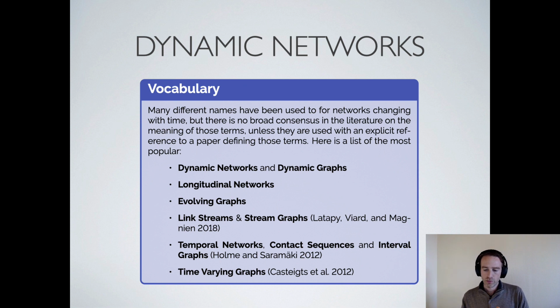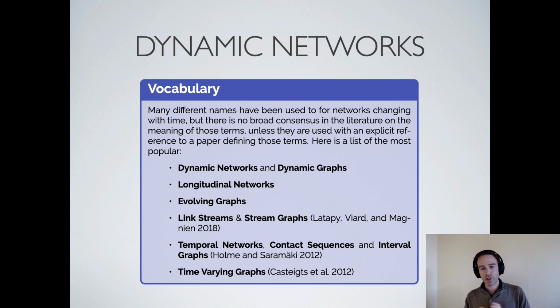I need to say a few words about vocabulary, because in this class the title is Dynamic Networks, but I could also use dynamic graphs or longitudinal networks, evolving graphs. All these terms are used in the literature because it's still quite a recent topic. So everyone does not agree yet on which word to use, and in particular which word represents exactly which formalism.